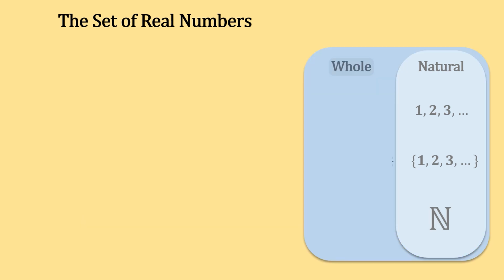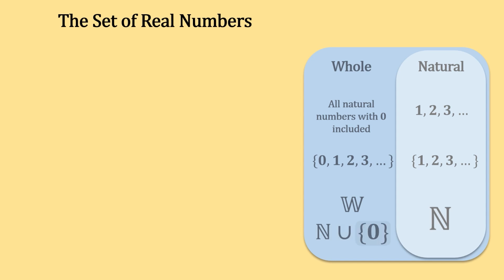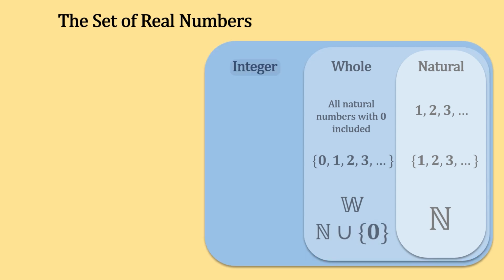The set of whole numbers is just the natural numbers with 0 included. A bold W is used to represent this set. Also, we can represent this set as our bold N, which is the natural numbers, union the set containing just 0. The set of integers contains all of the whole numbers, but also contains the negative natural numbers as well.